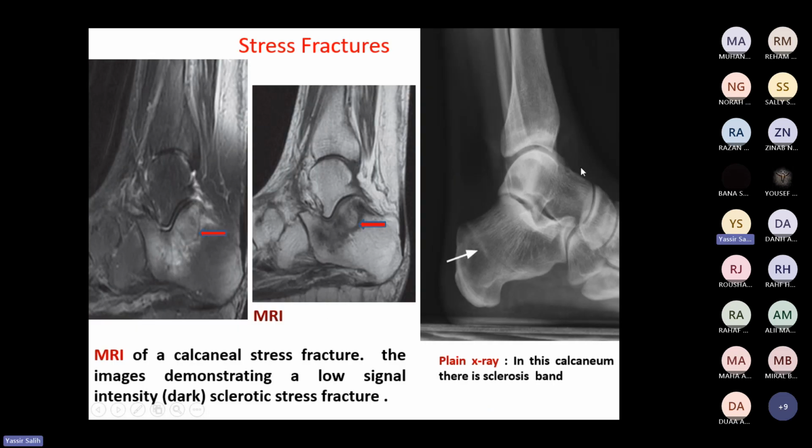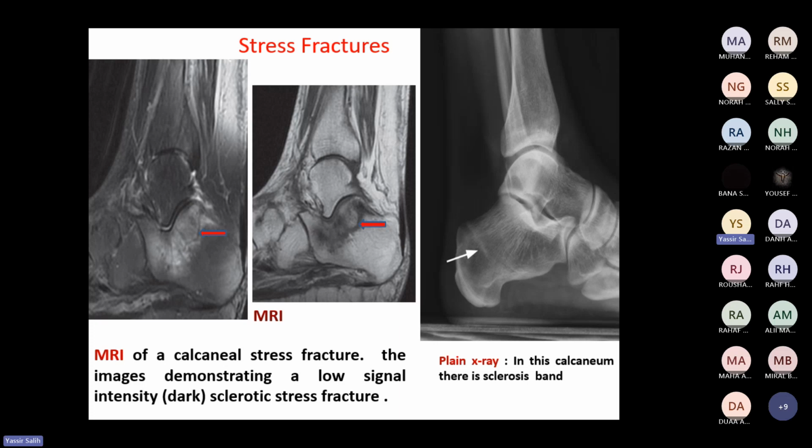What is this exam? X-ray. X-ray of what? The ankle, lateral view. Yes. What abnormality do you see which is demarcated by the arrow? This patient presents with sclerotic change. Yes, there is sclerosis.